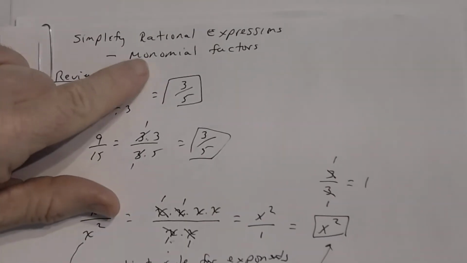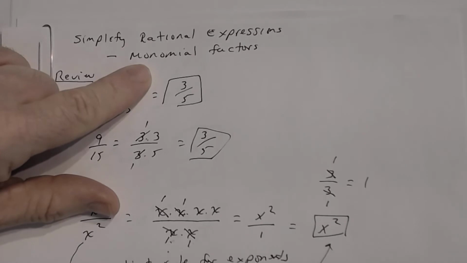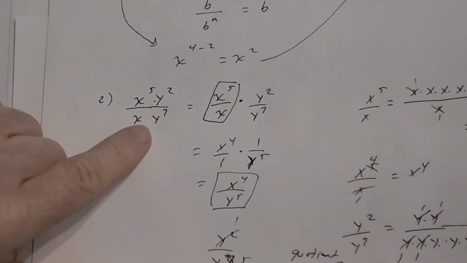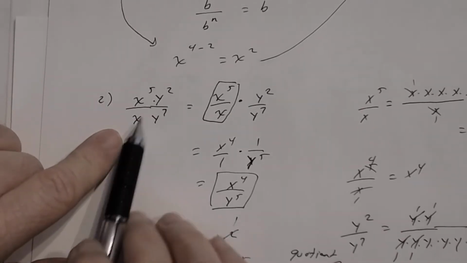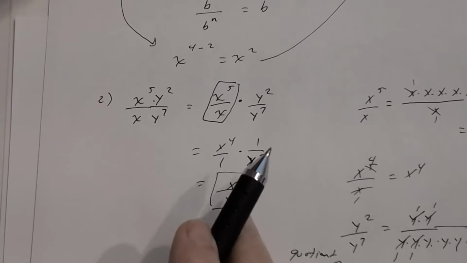In this lesson, we're going to learn how to simplify rational expressions. Recall in the previous lesson, we looked at rational expressions that contained monomial factors, so you may need to go back and review that lesson. In the previous lesson, we looked at simplifying rational expressions where all of the factors were monomial factors. Now, in this lesson, we're going to look at expressions where they're not necessarily monomial factors.